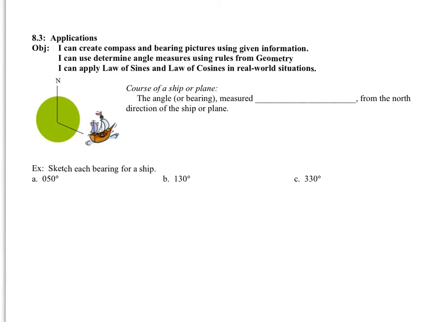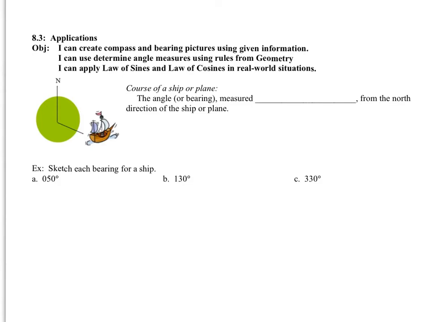Our last lesson involves application. We're going to use angles from geometry formed by parallel lines, or formed by creating triangles, or formed by what we're going to call compass or angle bearings. We're going to create those bearings using given information, and then utilize law of sines and cosines to solve. We'll start by creating some direction.